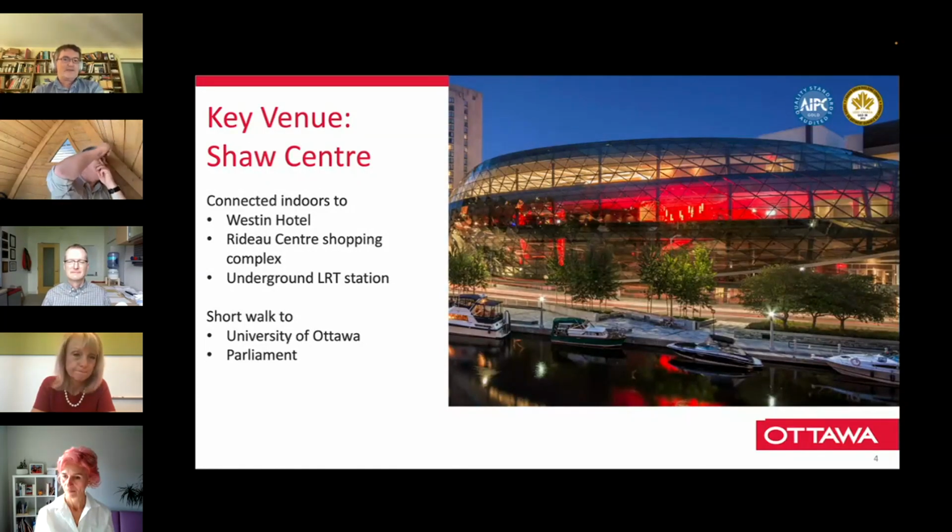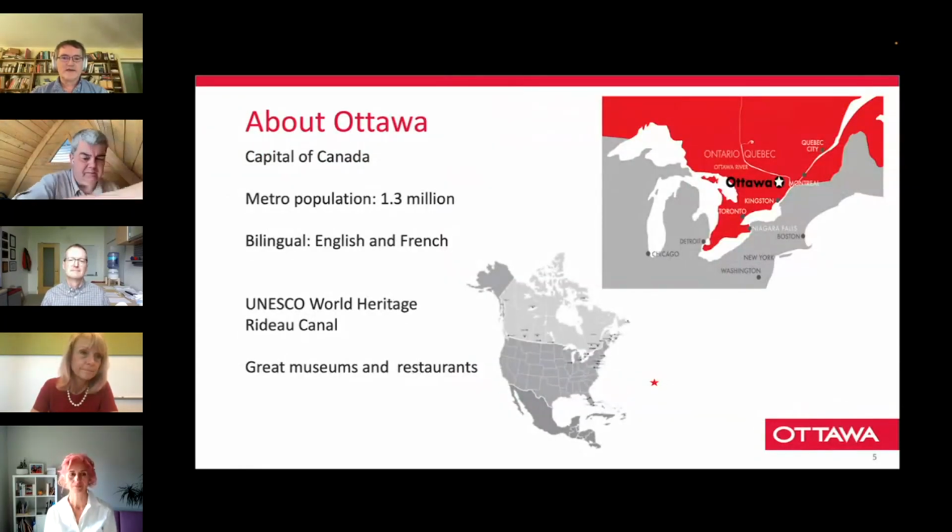By then, you should be able to get from the airport to the venue without having to go outside. And it's a short walk to Parliament, the University of Ottawa, the market, and lots of other nice places in Ottawa. For those who don't know the geography, this is where we are, a relatively short distance from major cities like Toronto, Montreal, Boston, New York, Detroit, and Chicago. Easy to get to. Metro population is 1.3 million. English and French are spoken widely in Ottawa.